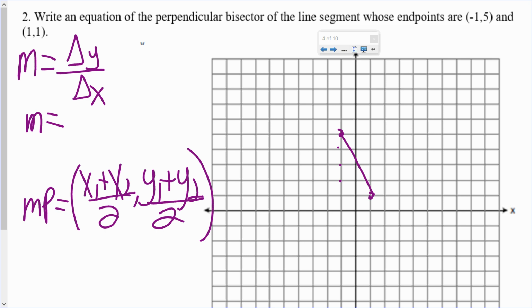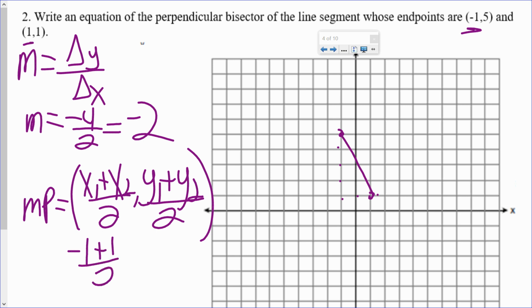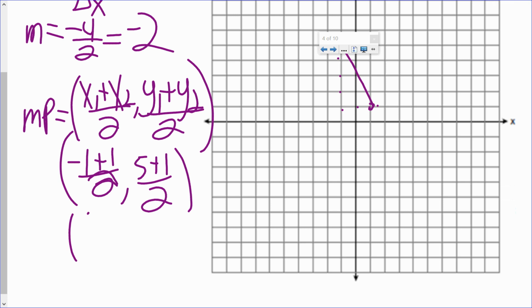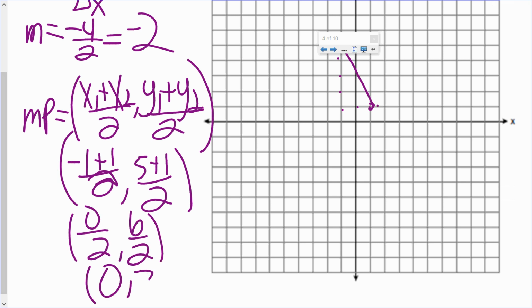Down 1, 2, 3, 4 over 2. Negative 4 over 2 is negative 2. Midpoint, the x's are negative 1 and 1. The y's are 5 and 1. That's 0 over 2, comma 6 over 2. That's 0, comma 3. So let's talk about my line now.